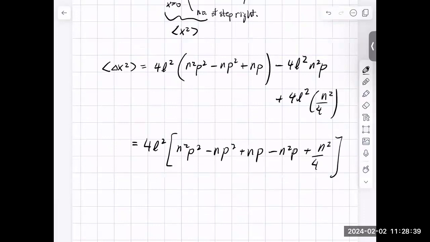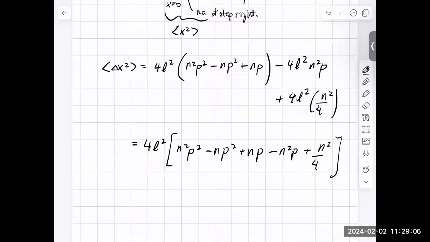I think there should be 5 terms. 1, 2, 3, 4, 5. 5 terms, and none of them cancel. It's kind of a funny thing, right? We have different combinations of powers of p and n. Let me see if I actually got this correct. 4L squared, n squared p squared minus np squared plus np minus n squared p. Oh, good. Right, finally something to feel good about.